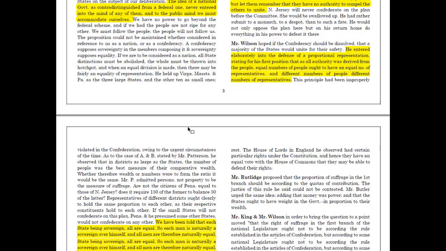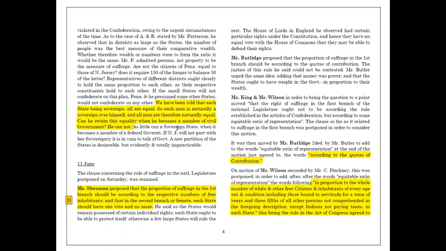And he also could claim a kind of natural rights foundation for his argument, this final highlighted passage on the left-hand column of 4. We've been told that each state being sovereign, all are equal. So each man is naturally a sovereign over himself, and all men are therefore naturally equal. Can he retain this equality when he becomes a member of civil government? He cannot. As little can a sovereign state when it becomes a member of the federal government. We must, as Locke told us, sacrifice our natural rights in order to gain the protections of society.